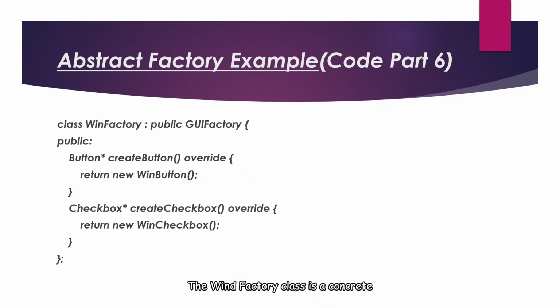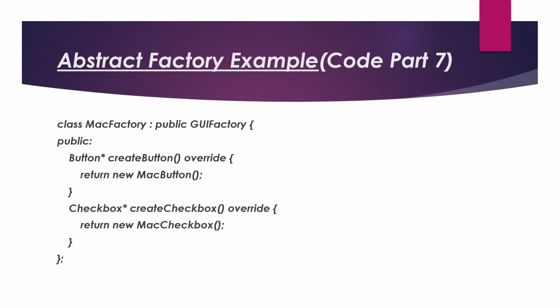The Win Factory class is a concrete implementation of the GUI factory. It creates Windows-specific components by implementing the create button and create checkbox methods, ensuring that all components created by this factory are compatible with Windows. Similarly, the Mac Factory class creates Mac-specific components. It implements the create button and create checkbox methods to return Mac-specific products. This allows us to easily switch between different platforms by using the appropriate factory.